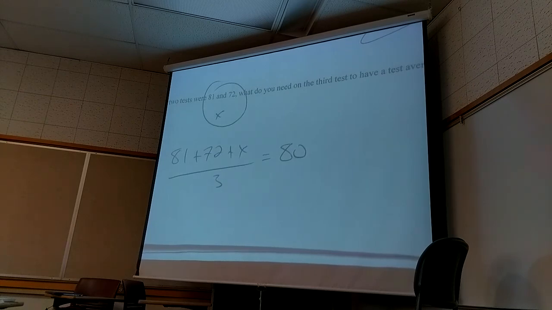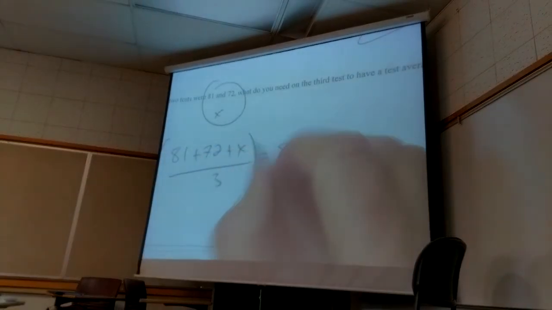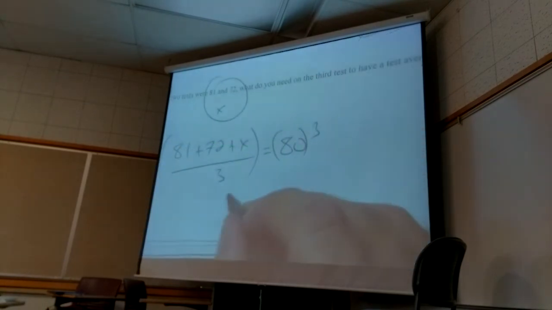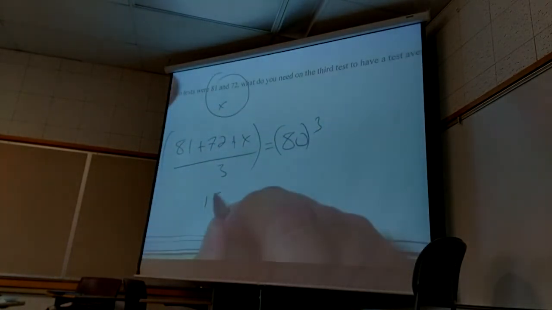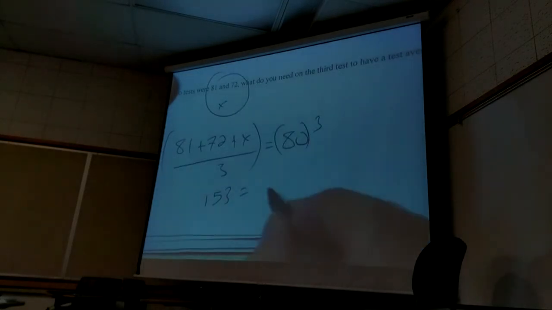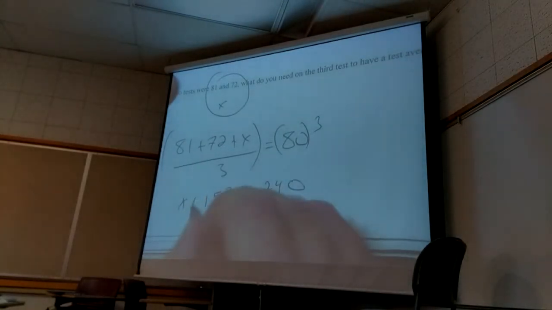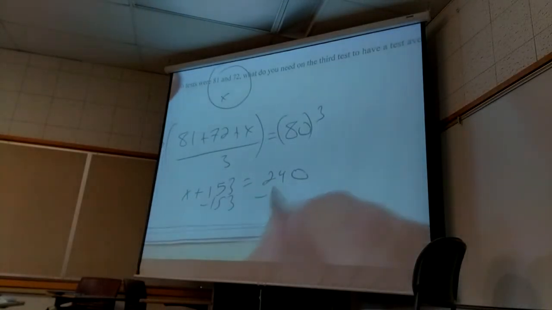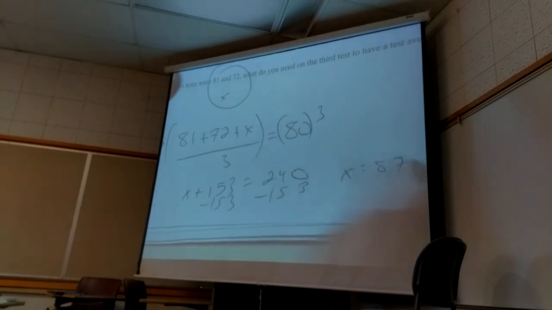So that's kind of like that problem where it's like, how much money does Frank need to put in the bank now so that in 3 years she'll have this? He's got to set the equation and solve it, so he sees what he has to do now to get to where he wants to be. Cool? So now, how do you do this? I multiply by 3. And then 81 plus 72 is 153. Got my poor little x. Subtract 153, I get 87.